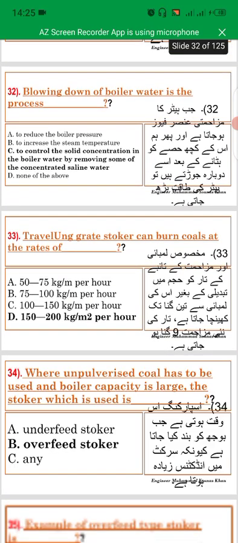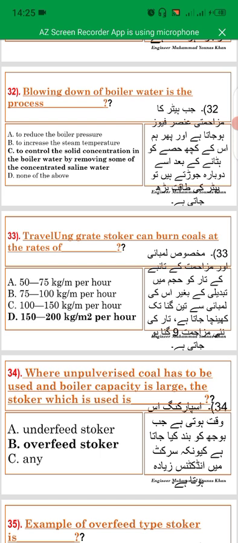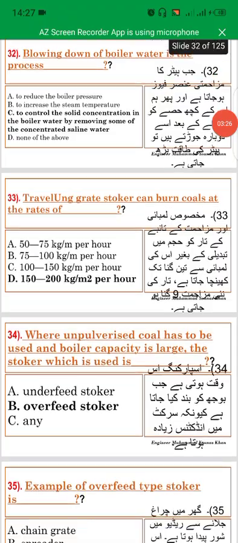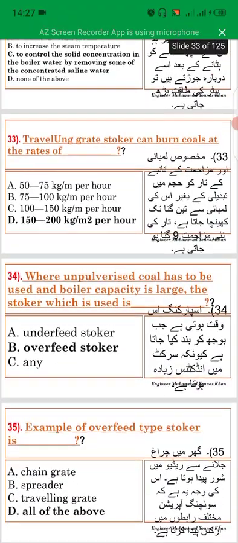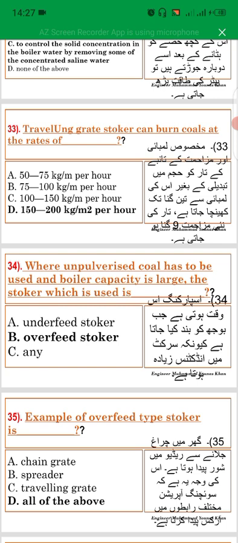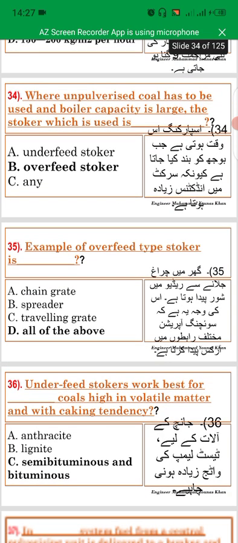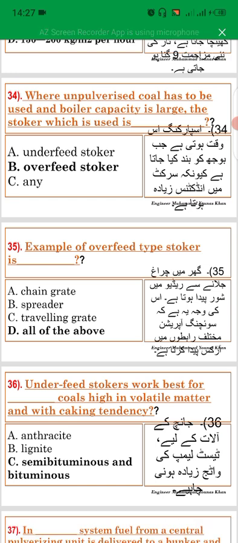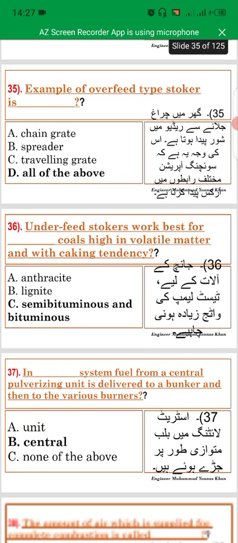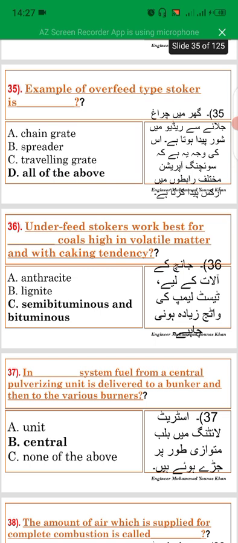Blowing down of boiler water is the process to control the solid concentration in the boiler water by removing some of the concentrated saline water. Traveling grate stoker can burn coals at the rates of 150 to 200 kg per meter square per hour, where unpulverized coal has to be used and boiler capacity is large. The stoker which is used as overfeed stoker. Examples of overfeed type stoker are chain grate, spreader, traveling grate.